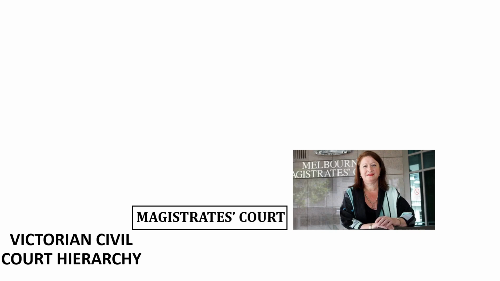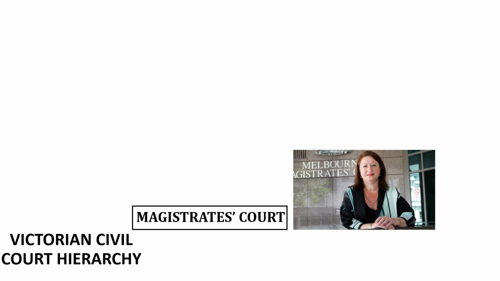Let's now look at the Victorian civil court hierarchy in a bit more detail. You'll see that the 5 courts that make up the Victorian civil court hierarchy are exactly the same as the 5 courts that make up the Victorian criminal court hierarchy. So, at the bottom of the Victorian civil court hierarchy, we have the Magistrates' Court. Civil proceedings in the Magistrates' Court are called hearings.